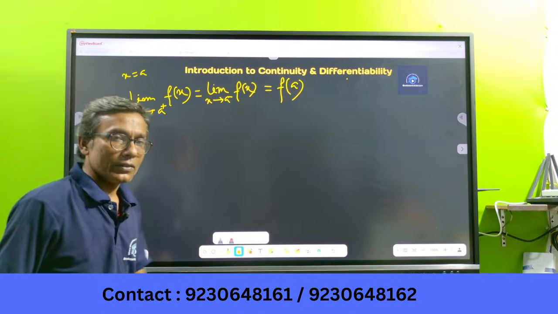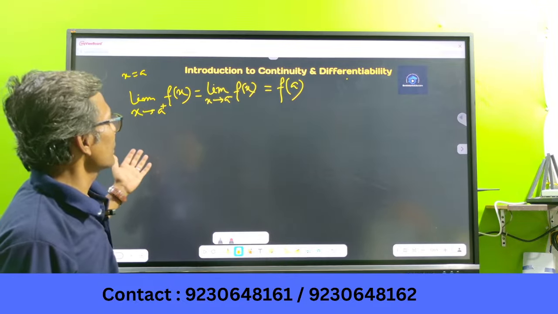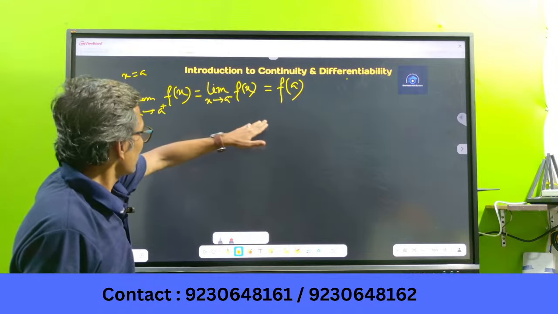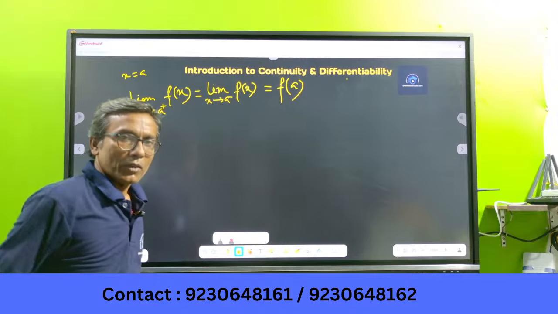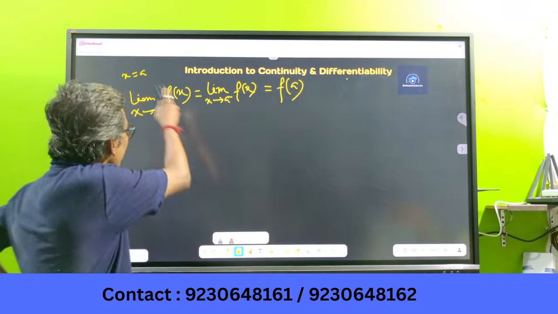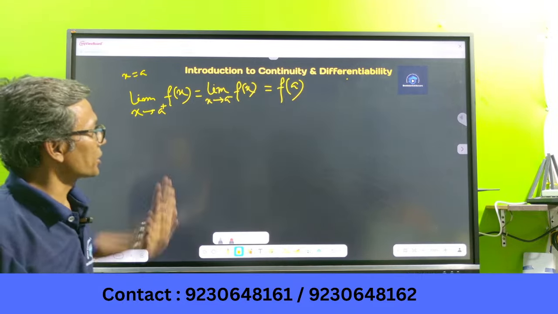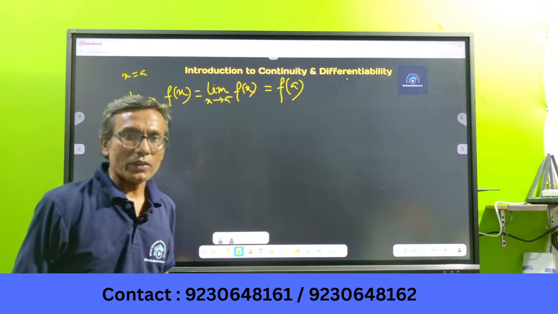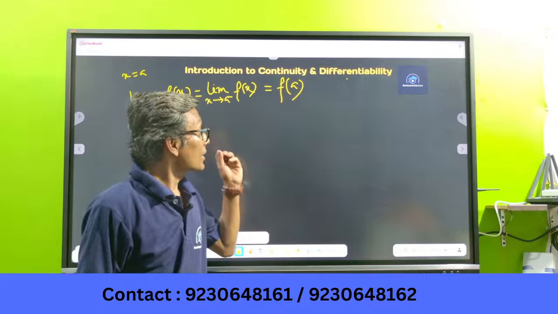Now if the function does not obey this condition, that particular function is said to be discontinuous at the given point. So if the function fails to obey this condition, that function is said to be discontinuous at the given point.